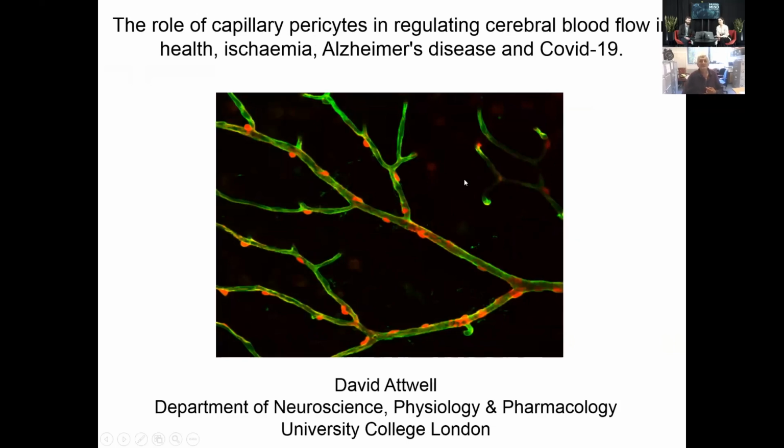Okay, so the title, as it says, is about how cerebral blood flow is regulated, both normally and during a range of pathological diseases. So I'm going to try to persuade you that these little red cells here, which are contractile pericytes located on capillaries throughout the CNS, but also throughout the body, play a major role in controlling the energy supply to the brain.